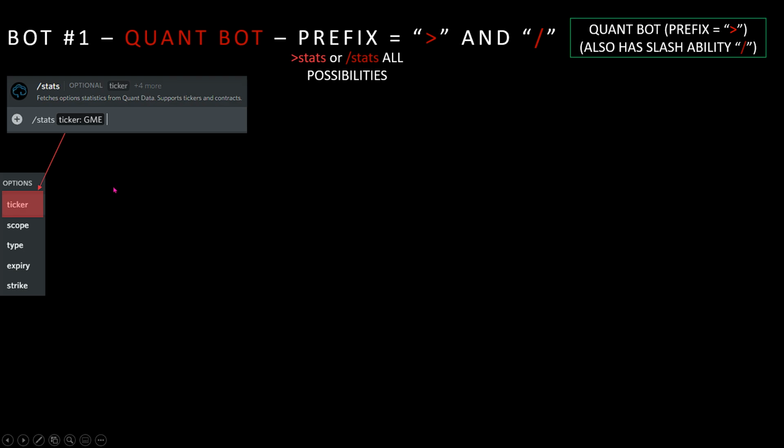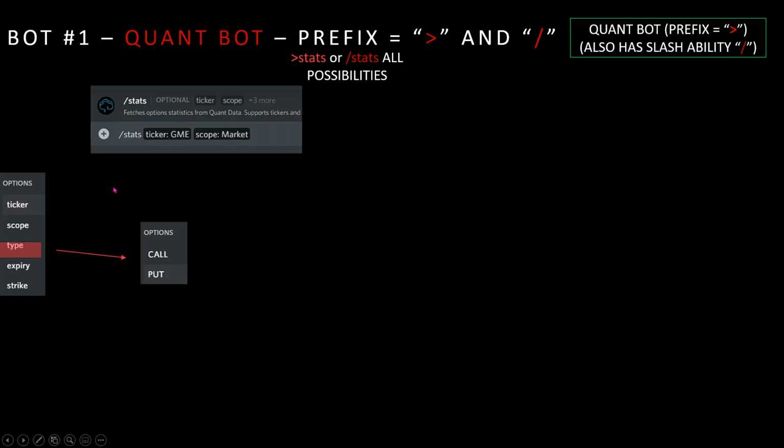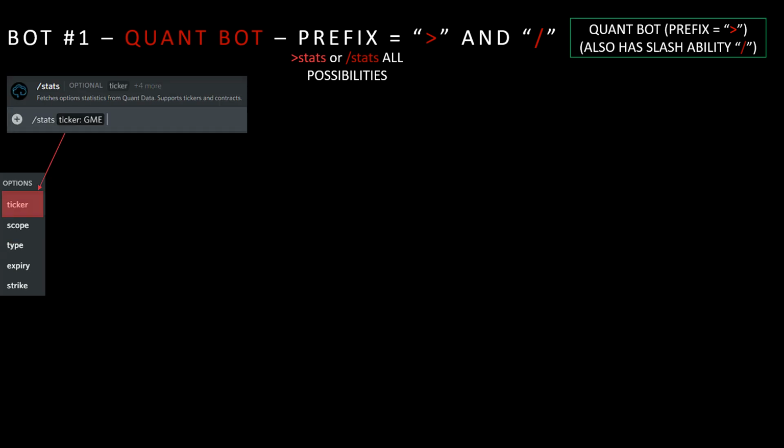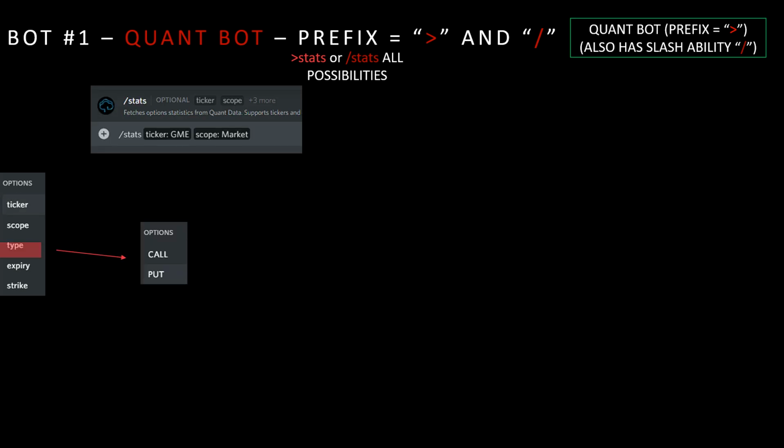Next, we have stats with all possibilities. We have ticker, GME, type. Let's go with put. Or I put call. Let's go with call. So let's go back here. So you do stats first. Then as soon as you hit space, it's going to give you an option to hit ticker, scope, type, expiry, or strike. So I went with ticker first. It doesn't have to be ticker first. You can do whatever order you want. Ticker first. Next, I went to type because I skipped scope, and I went with call.